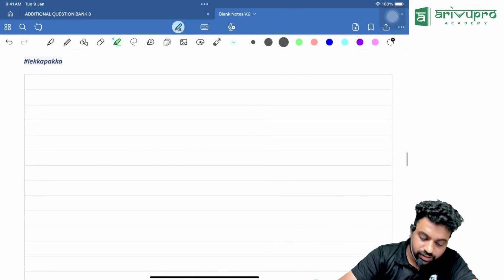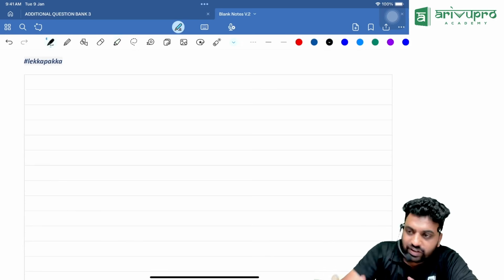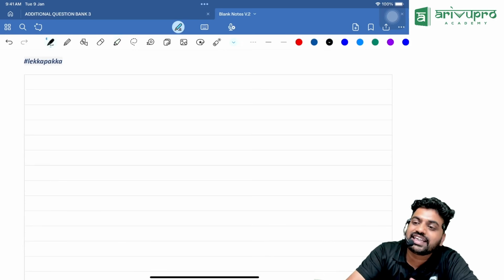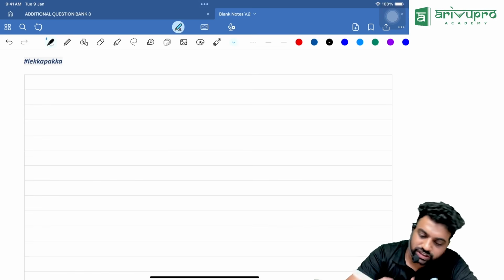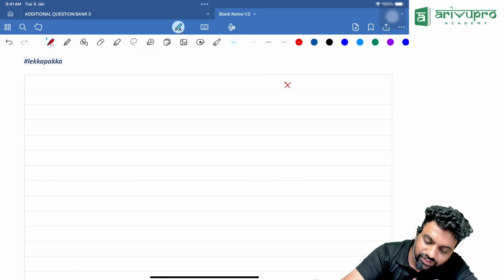Now, shall we find out? We need two pieces of information here. One is total cost, one is good units. Good units we know: 2,40,000 and 3,20,000. But we don't know the total cost. Shall we find out the total cost? We got X, we got Y.